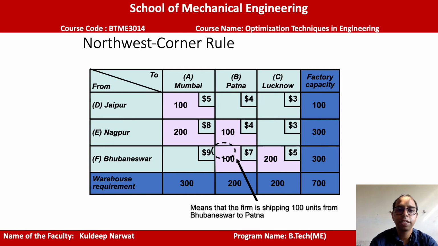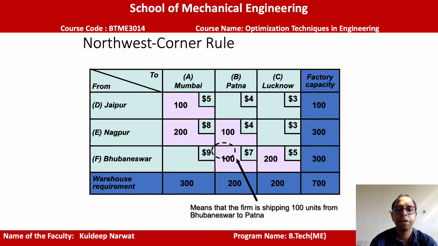So now what is the next corner cell? The next corner cell has a cost value of $4 here, and we remember that we had 100 value available from the factory capacity just before the previous calculation. So we'll be allocating that 100 value here, and then this 100 value will be subtracted from this 200 value. Once you have allocated 100 here, this row would be eliminated.